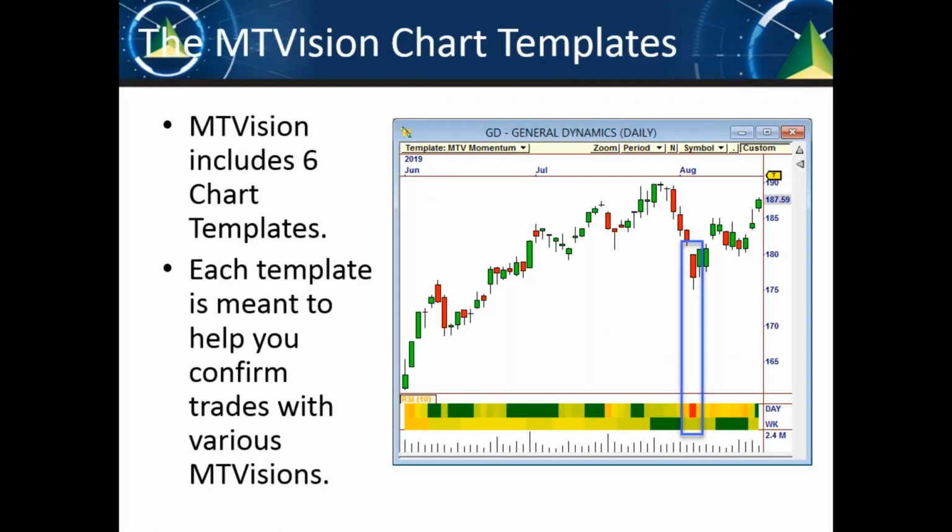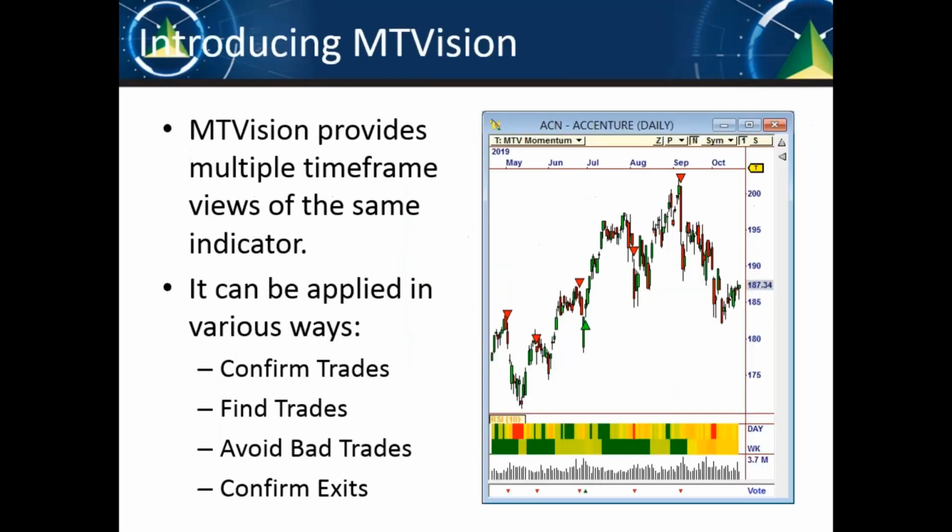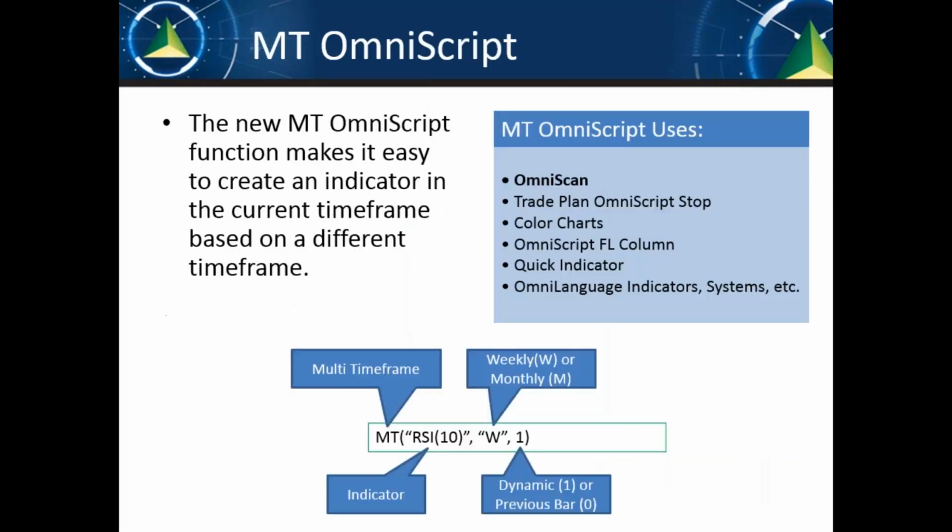Whoop. No, I'm not there yet. There we go, and I went past it. So in Omni language, what you would use, I said this was Omni script, but in Omni language, you would be able to use this same call in order to create your indicator systems and stops. So it's no different than Omni script, except of course in Omni language, there's a lot more you can do with it. So same call, and it will work for anything you want to do in Omni language as well.